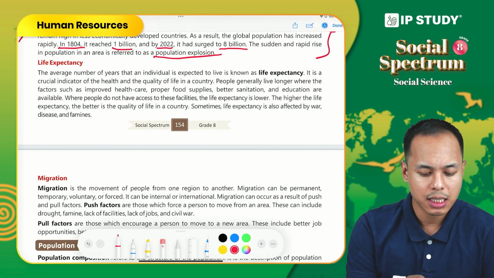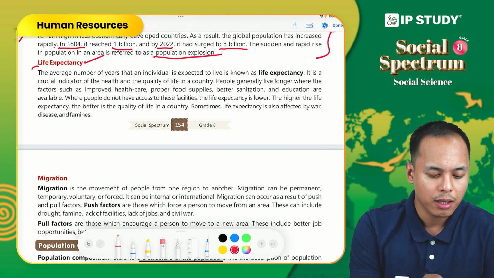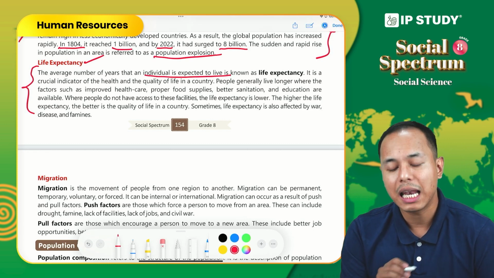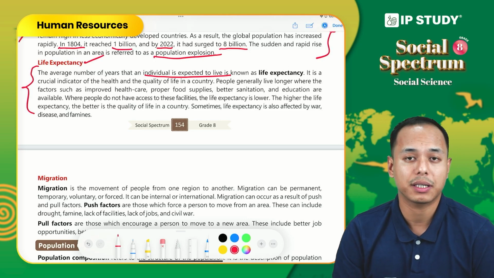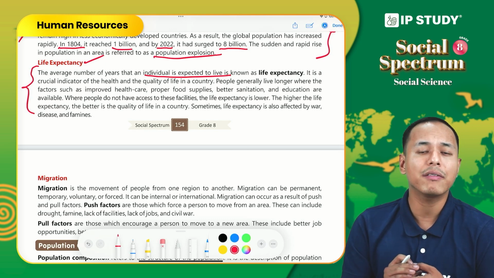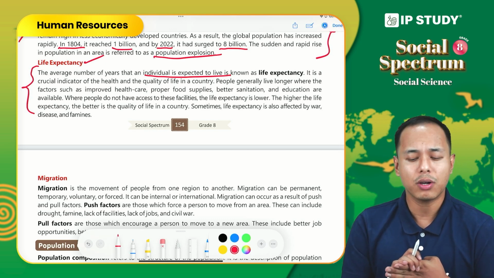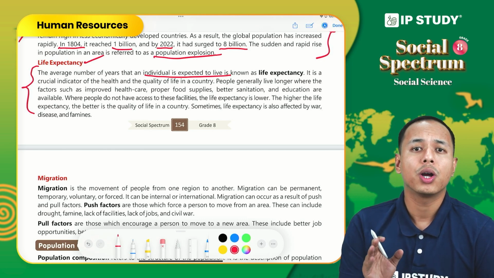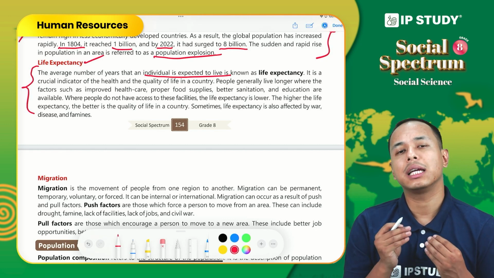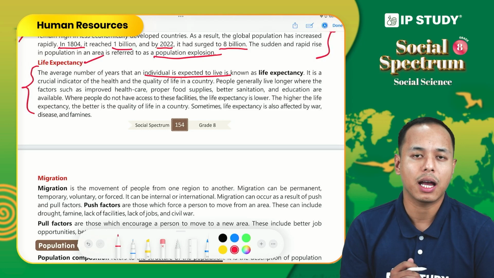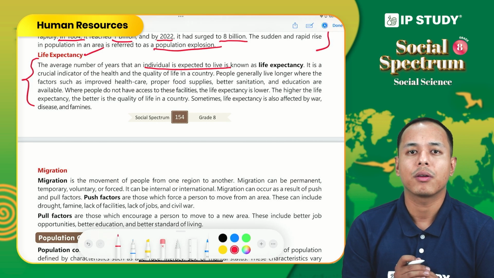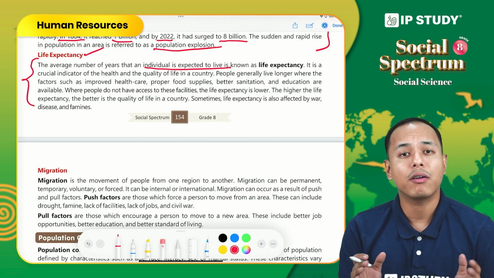Now let us discuss life expectancy. What is life expectancy? Life expectancy refers to the average number of years a person is expected to live in a particular country. Life expectancy is a crucial indicator of standard of living, quality of life, healthcare facilities and other basic facilities. People generally live longer in places where healthcare facilities are good, where people get enough food, or nutrition level is high, where there is better sanitation, where the environment is not polluted, or where the quality of life or standard of living is good.